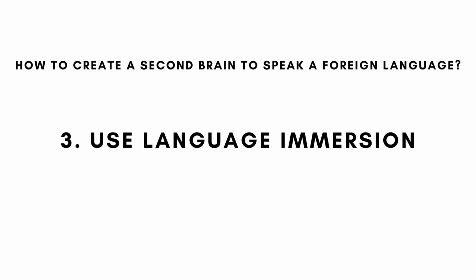How to create a second brain to speak a foreign language. Number 3. Use language immersion. The fact that babies are able to learn a language even though they cannot translate it is, in my opinion, a proof that we don't have to translate everything to learn it. And it can work through language immersion.